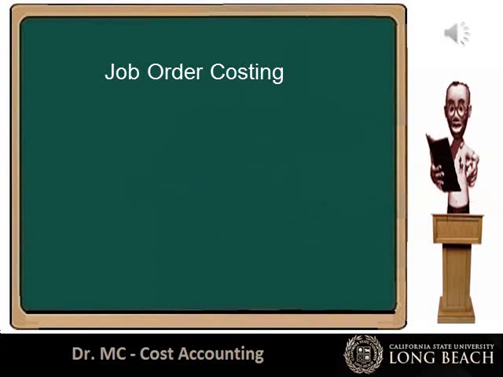This lecture is about job order costing. We will discuss the allocation of manufacturing costs to factory output in those situations where the goods produced are not uniform. These costs include materials, labor, and overhead.